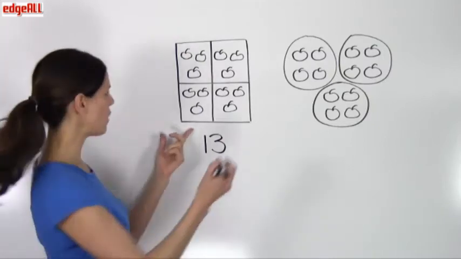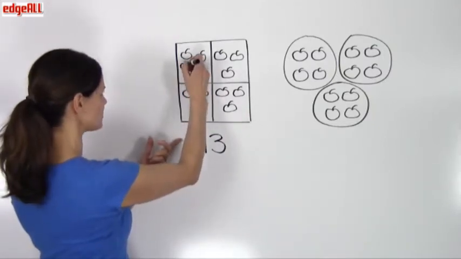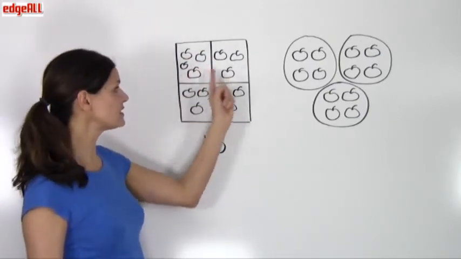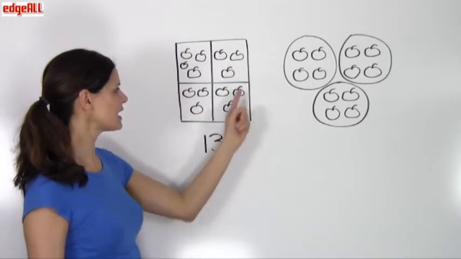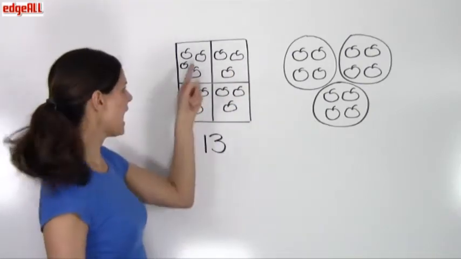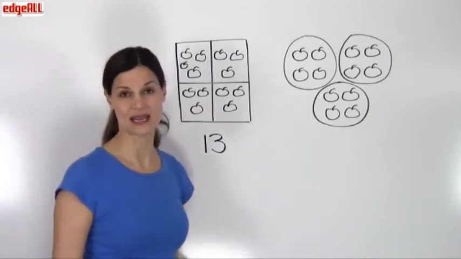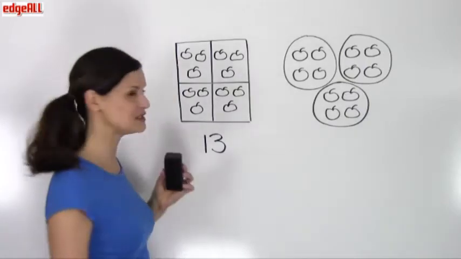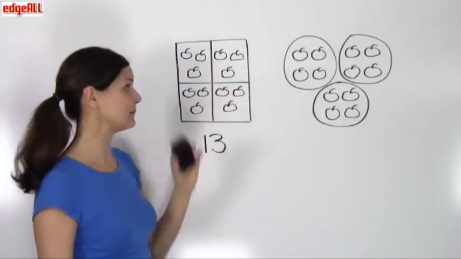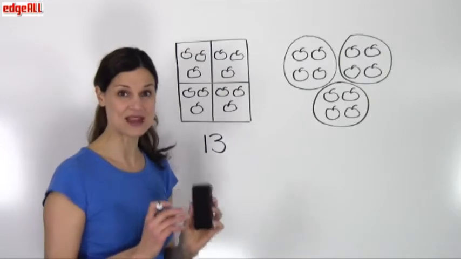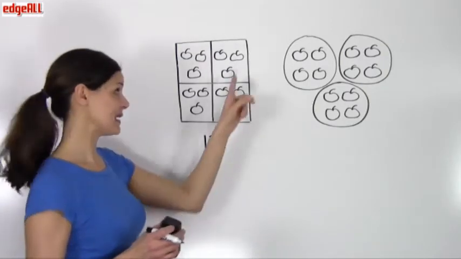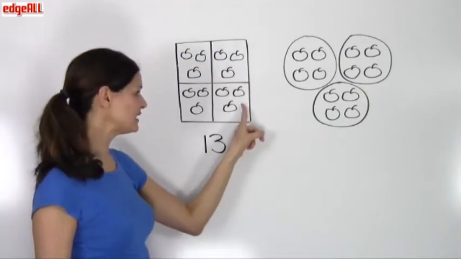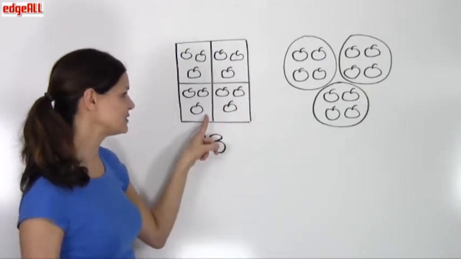If I try to put our 13th apple in this group, then my groups aren't the same size. These 3 have 3 apples in them, and this one would have 4 apples in it. We can't have that with division. All our groups have to be evenly numbered. Every group has to have the same number of objects in it. The same thing would happen if I tried to put the 13th apple in this group. I can't put it in this group, and I can't put it in this group.